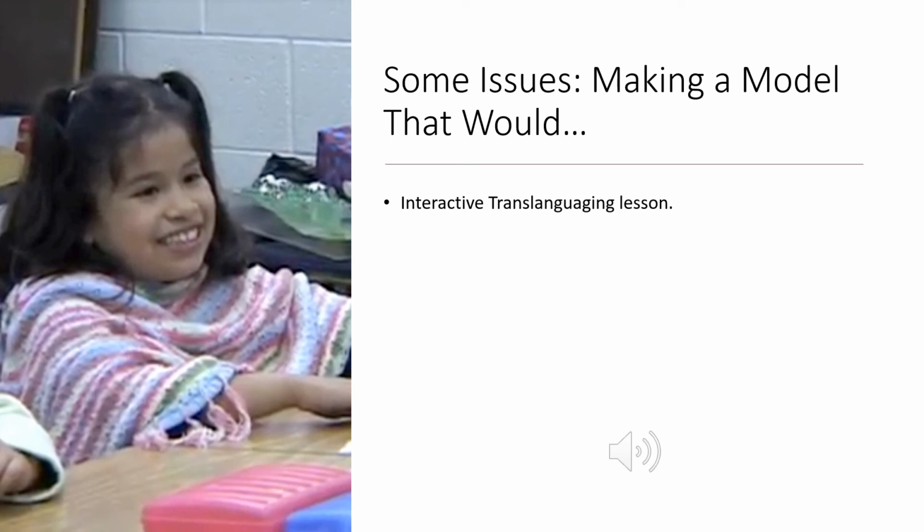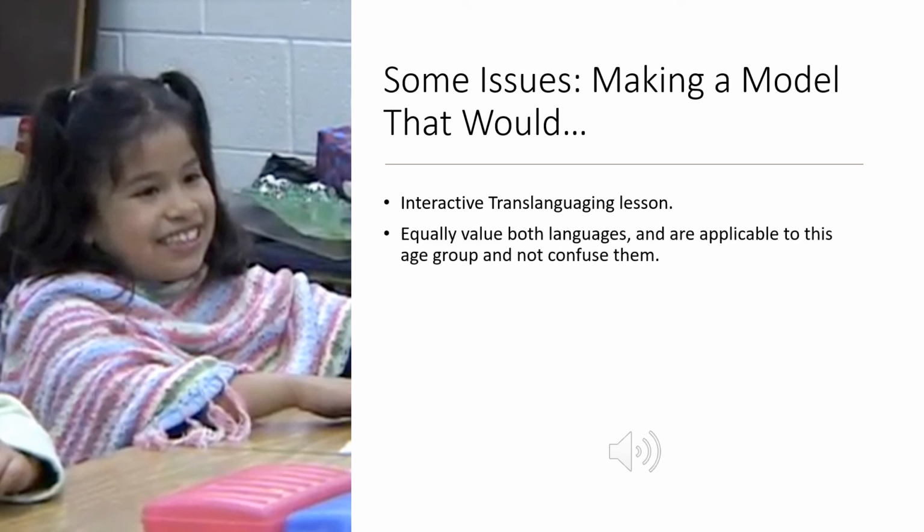We also struggled to make a translanguaging lesson that held up against various critiques surrounding the concurrent usage of languages in the classroom. We used Chapter 8 of Baker's Educating Bilingual Children as a resource for most of the critiques, which included that effective translanguaging should A, equally value both languages, and B, be applicable to the age group.